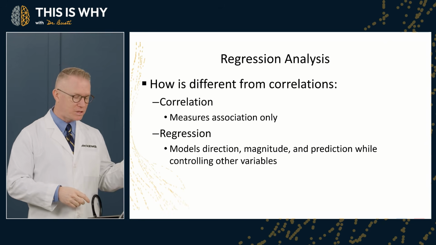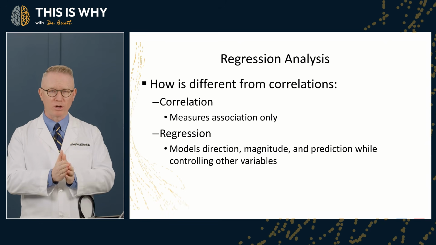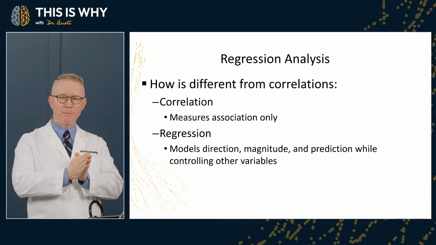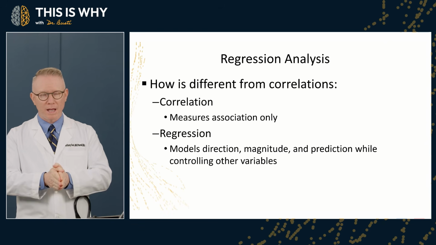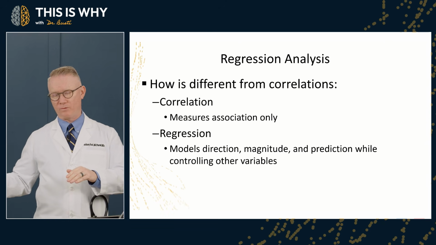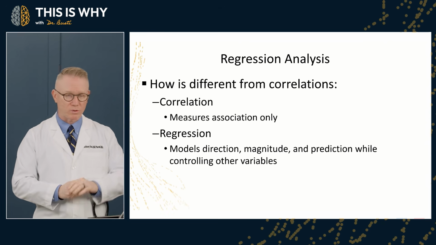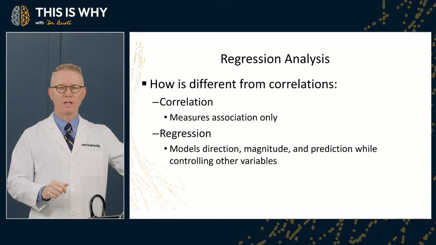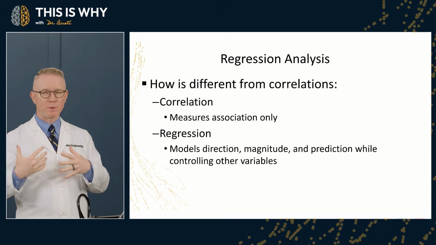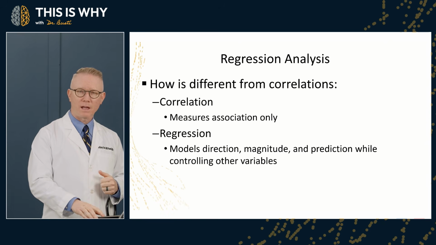So if you think about the differences between correlation and regression, correlation is measuring the association only, whereas regression is looking at the association as well, but it provides a model for direction and magnitude, and it helps in the prediction while also controlling for other variables. And that is the difference between just doing a correlation analysis, which I discuss in another lecture if you need to go and review that, okay? Regression analysis is providing an additional perspective while holding other variables accountable, okay?